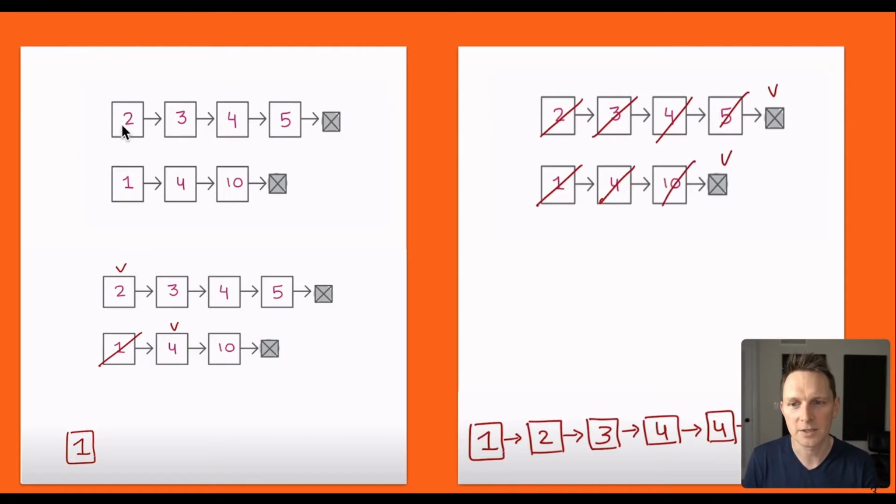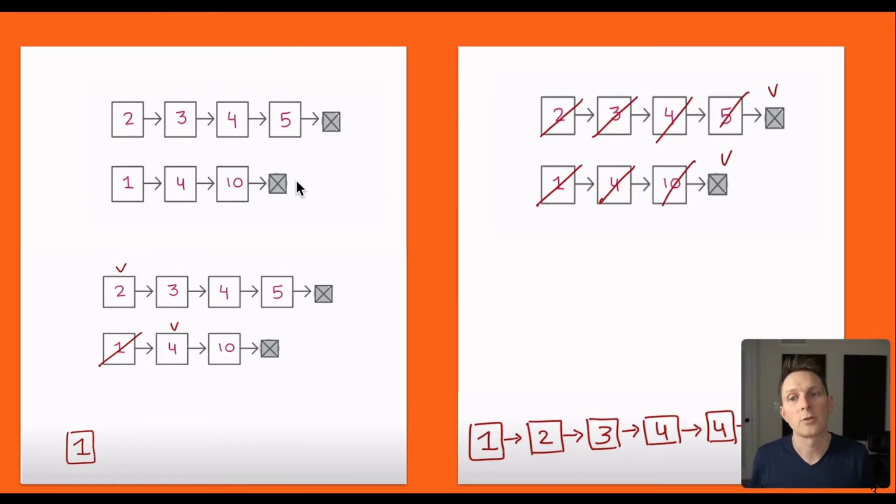I have these two lists, 2, 3, 4, 5, and 1, 4, 10, and they're already in sorted order, and I want to make a new list that combines them and still is in sorted order. The naive solution is to just take those lists, throw them in a new list, and resort it. But resorting a list, even with a great sort algorithm, is n log n time, I believe, in the worst case. So there's a better way to do it.